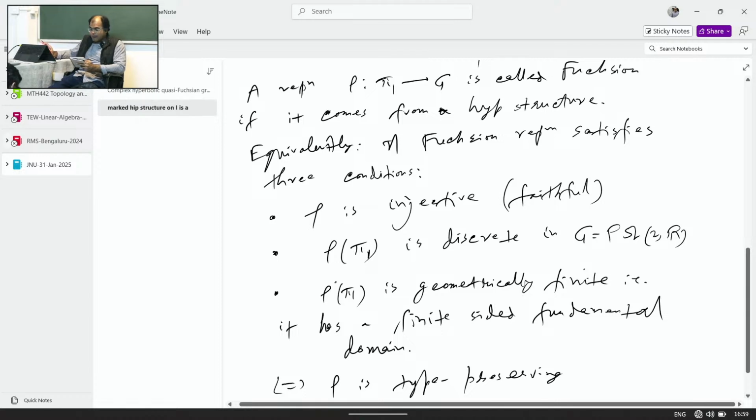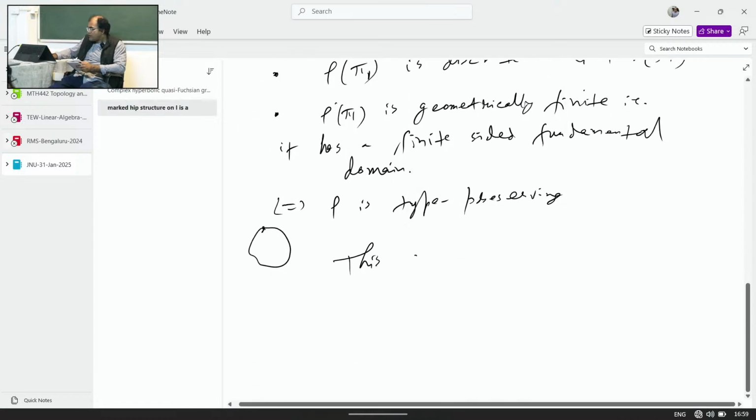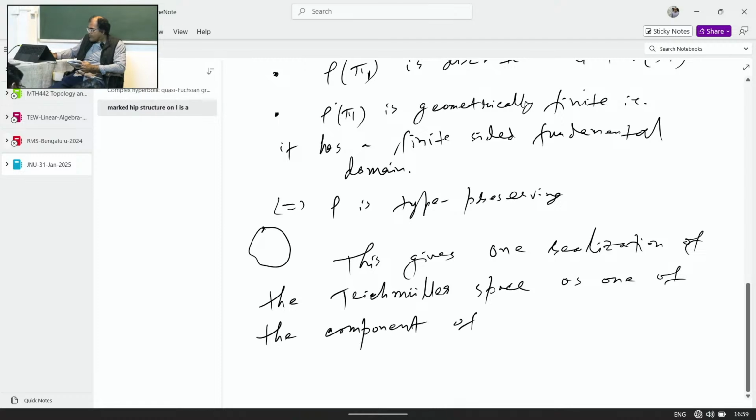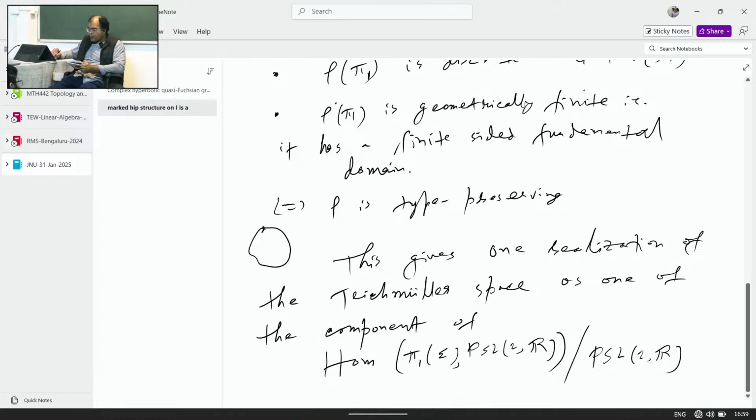Okay. So these are the three conditions that a Fuchsian representation satisfies. And this is one realization of the Teichmüller space that you were looking at. So this gives one realization of the Teichmüller space as one of the components of Hom(pi 1 sigma, PSL2R) mod PSL2R.